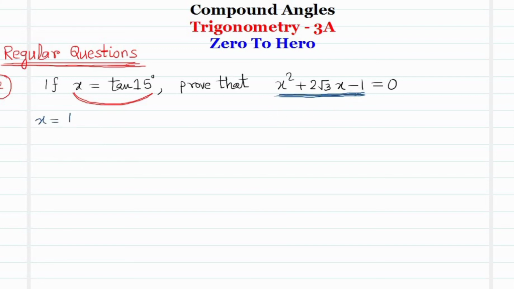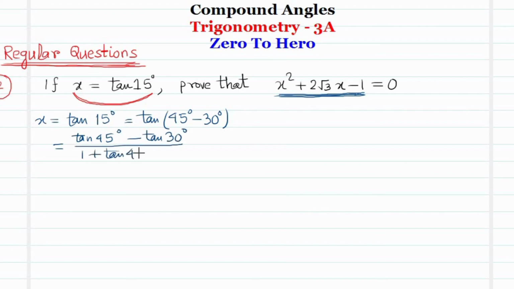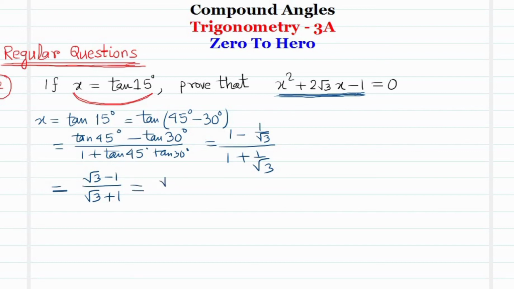So x equal to tan 15 degree, same as tan 45 minus 30. Formula for tan a minus b: tan a minus tan b by 1 plus tan a tan b. Apply the result, like tan 45 is 1 and tan 30 is 1 by root 3. This gives x equal to root 3 minus 1 by root 3 plus 1. Let us multiply both numerator and denominator by the rationalizing factor root 3 minus 1.